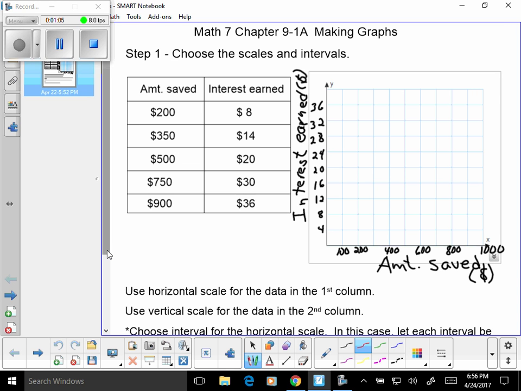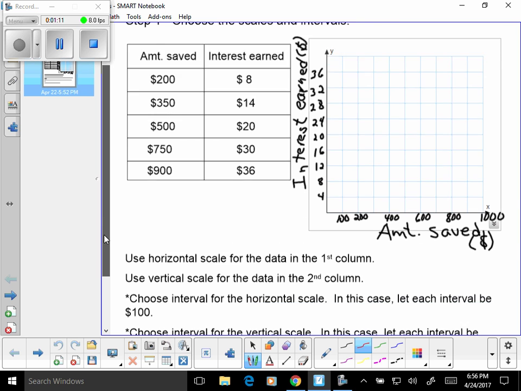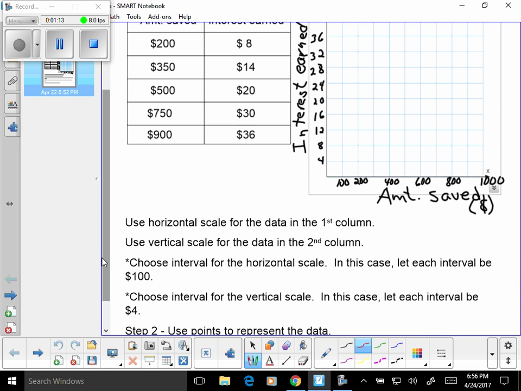Now we are going to have to choose intervals for the horizontal scale. In this case, we're going to let each interval be $100. Generally, I will give you an idea of what to use for intervals, although at some point in your study of math, you'll be doing this yourself. Then you need to choose the interval for the vertical scale. Given the data that I have here, I've decided to let each interval be $4.